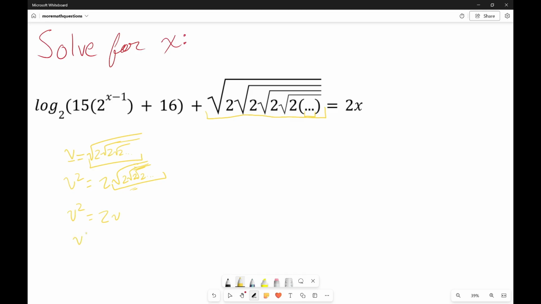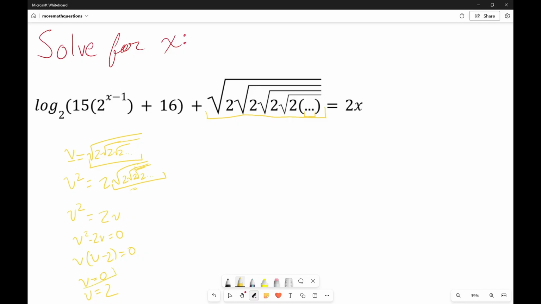Now we have a simple equation that we can just solve for the value of v. We can say v squared minus 2v is equal to 0. v times v minus 2 is equal to 0. And you get v is either equal to 0 or v is equal to 2.